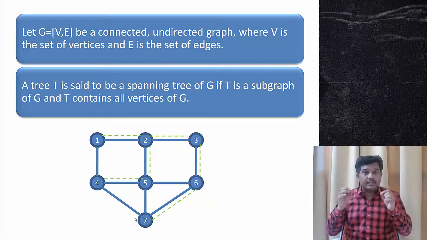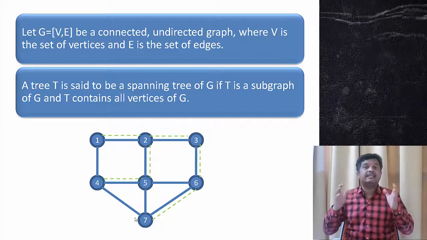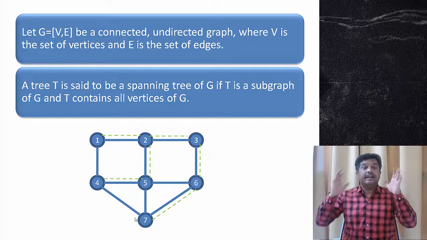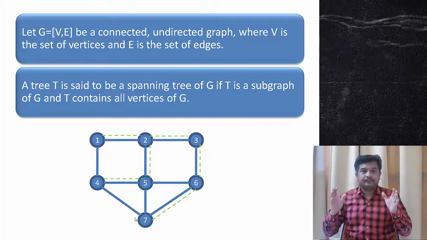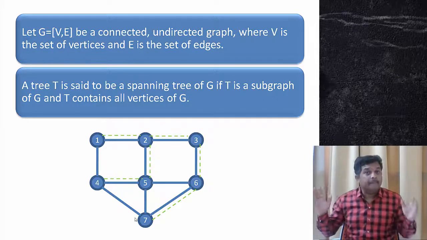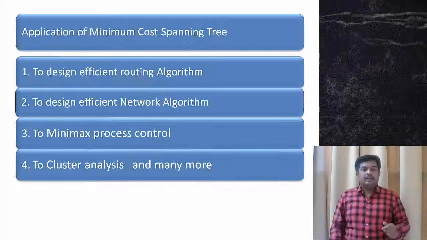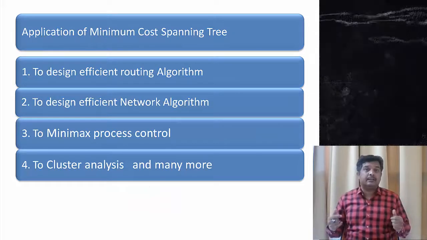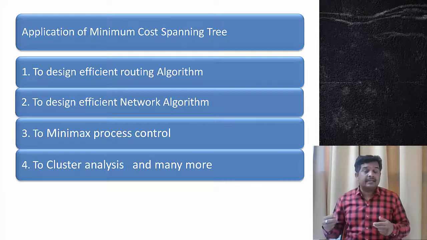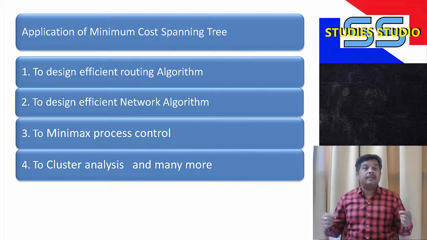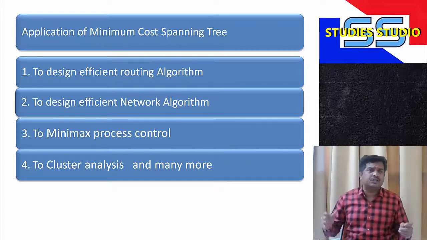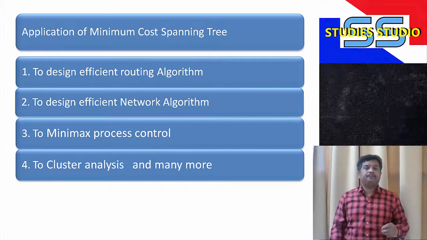Now if a value is associated with each edge, then I'll say it is a weighted graph, and in a weighted graph I can find a minimal spanning tree. There can be several spanning trees, but I'll get only one minimal spanning tree. Let us see the applications of minimal spanning tree. Minimal spanning trees are used for routing algorithms, network algorithms, min-max process control, clustering analysis, and many more applications.